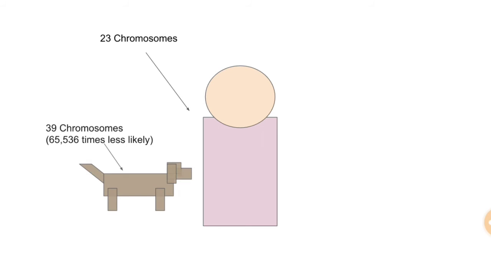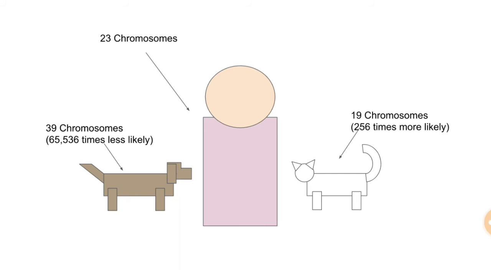Dogs have 39 chromosomes, which makes them 65,536 times less likely to get a genetic clone. Cats have 19 chromosomes, which makes them 256 times more likely to get a genetic clone.